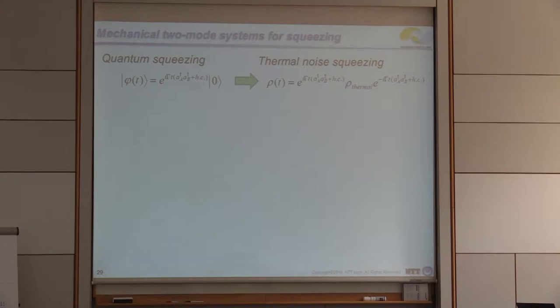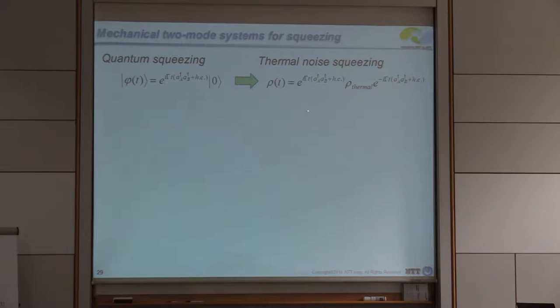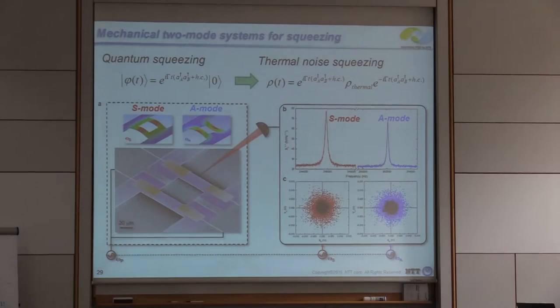But our system is not a quantum system, so we have plenty of phonons. Instead of confirming this quantum noise squeezing, we can realize thermal noise squeezing. So instead of generating these squeezed states, you can realize that applying the density operators gives noise squeezed states. Okay, so this is the experiment.